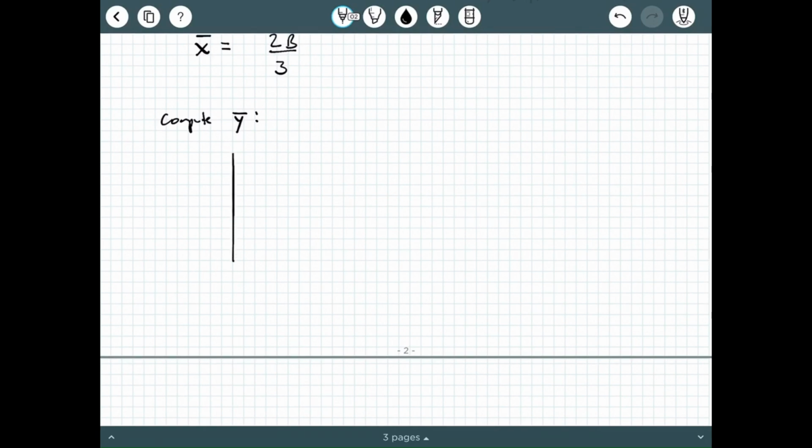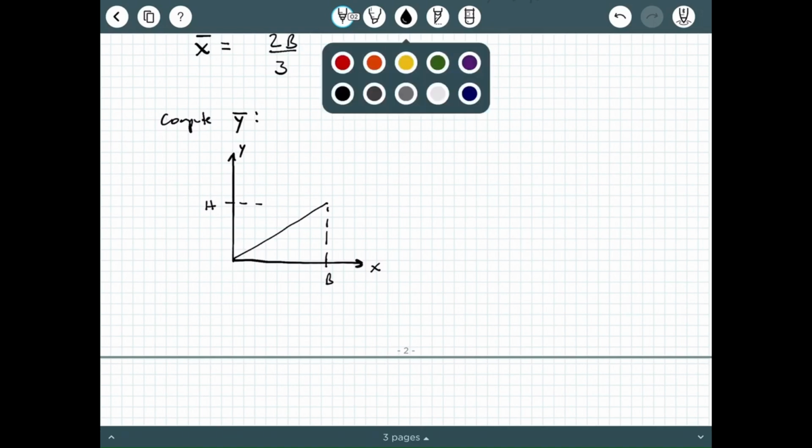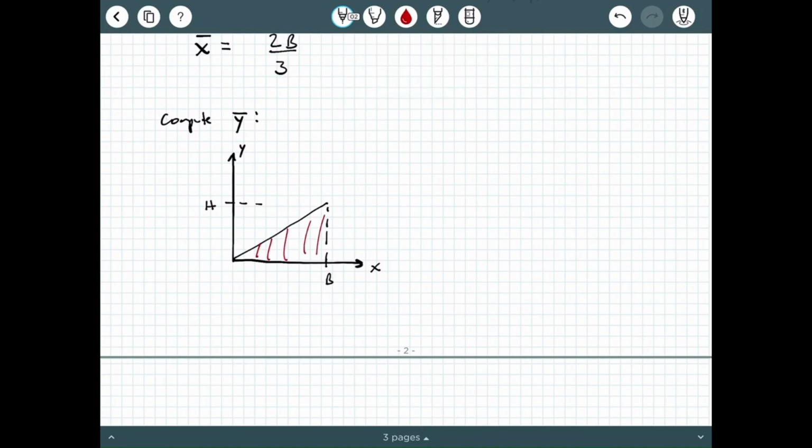So I'm going to redraw this. Now, I really suggest when you're doing these problems, redraw them as many times as you need. That's how you're going to learn it. The whole objective is to learn it and then apply it in maybe later classes. So here's h right here, and again, I'm just redrawing my original figure, and this is y equals h over b x. So now I'm looking for y bar.